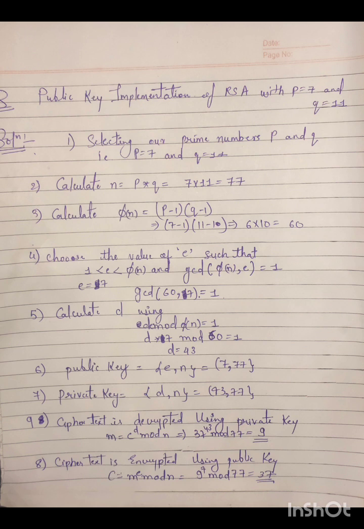Now the ninth step is to decrypt using the private key. So for decryption we use the formula m equals C to the power D mod n. So what is C? C is our ciphertext which we have encrypted, that is 37. So 37 to the power D. What is D? D is calculated, D is 43. So 37 to the power 43 mod 77, which is mod n, is 9. So we can encrypt 9 to get 37 and decrypt 37 to get back 9. So this is how the public key implementation of RSA is done with the values P equals 7 and Q equals 11. So this is all about the solution of this question.